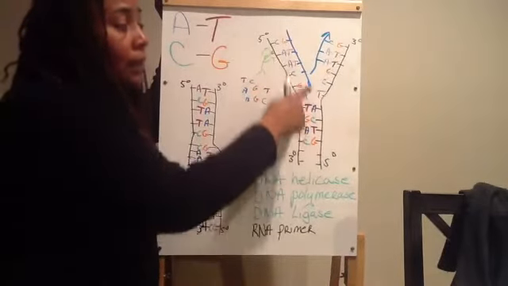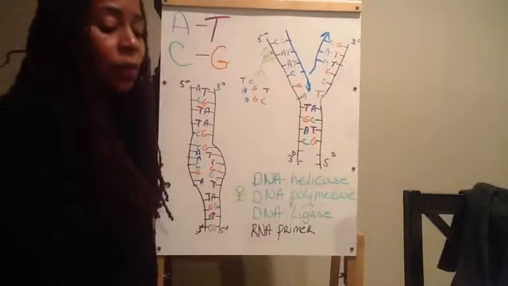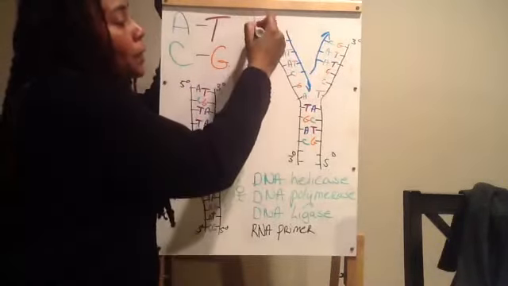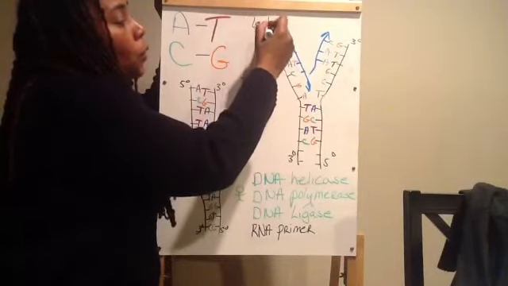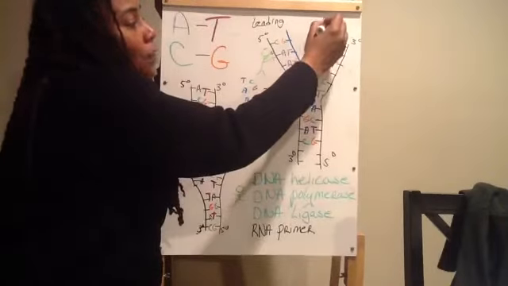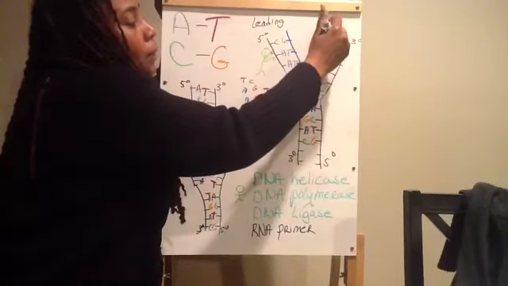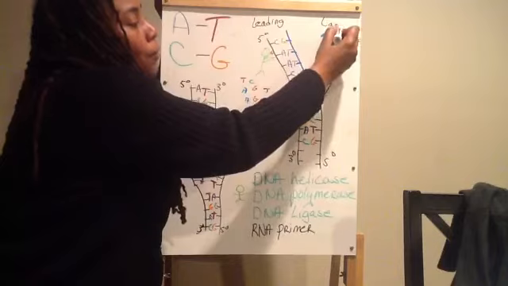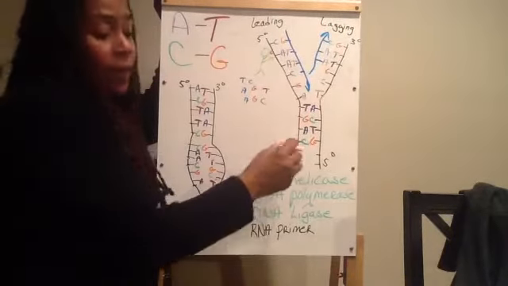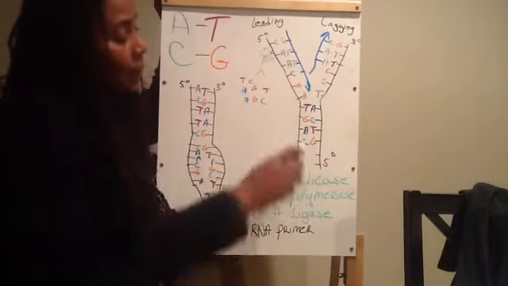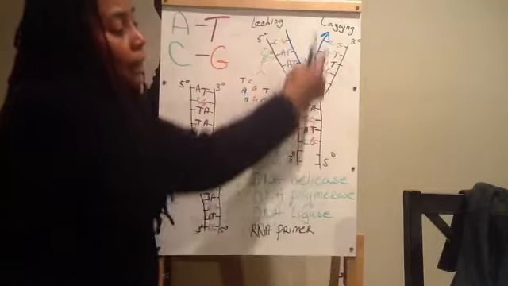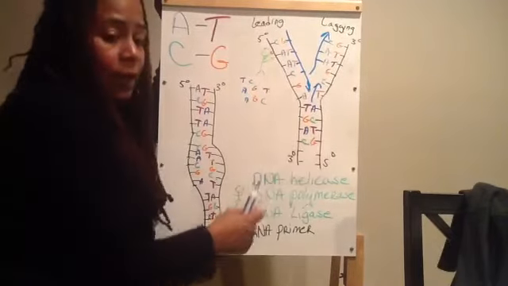Now the building is going in opposite directions. So what we have is the leading strand here, which is the one that's being built towards the replication fork, and the lagging strand here, which is being built away from the replication fork. Now the lagging strand is actually going to be built in segments because it has to wait for the DNA to continue to unwind so that it can work from the opposite end.